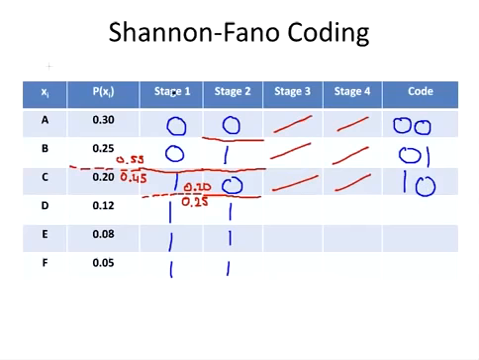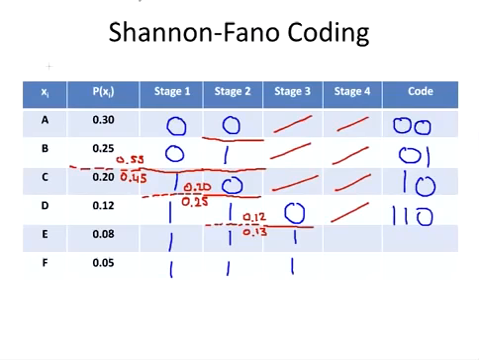Now, D, E, and F. Let's partition this up. So we'll partition it here: 0.12 above, 0.13 below. 0, 1 and 1. D is finished. It is 1, 1, 0.